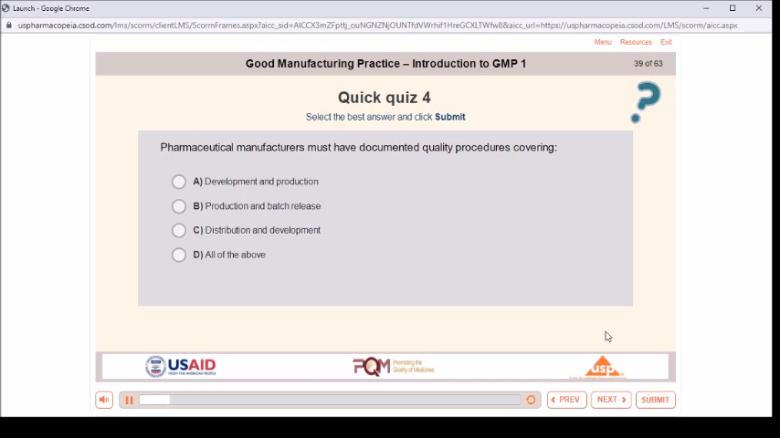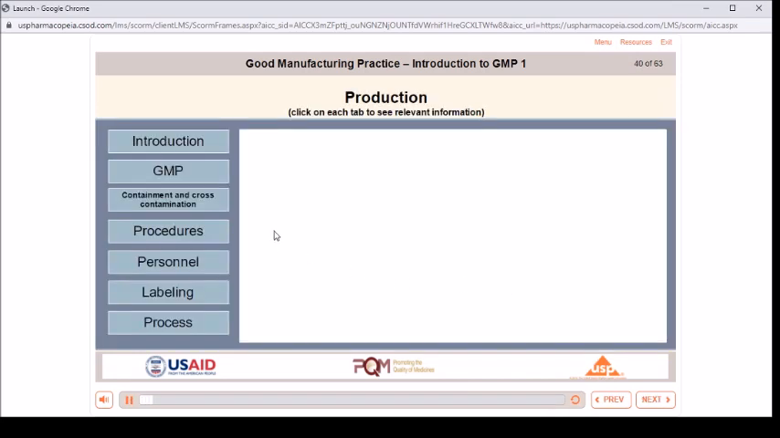Quick Quiz 4. Select the best answer and click Submit. Pharmaceutical manufacturers must have documented quality procedures covering A. Development and production, B. Production and batch release, C. Distribution and development, D. All of the above.